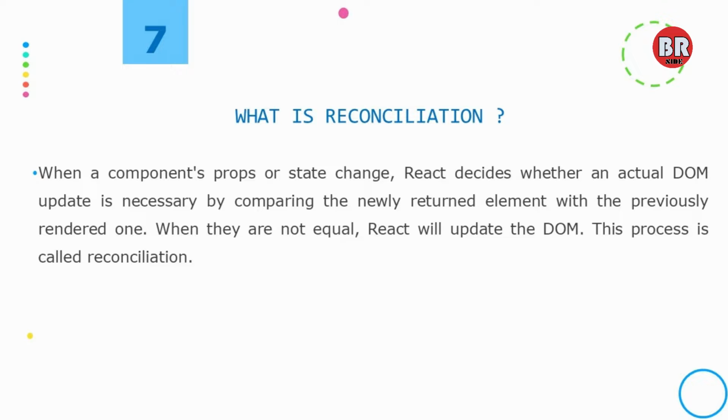What is reconciliation? When a component's props or state change, React decides whether an actual DOM update is necessary by comparing the newly returned element with the previously rendered one. When they are not equal, React will update the DOM. This process is called reconciliation.